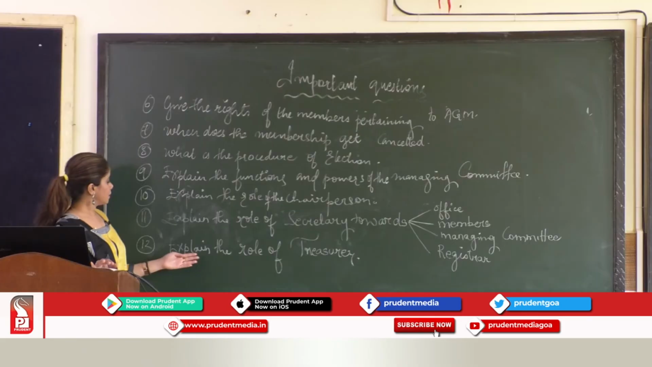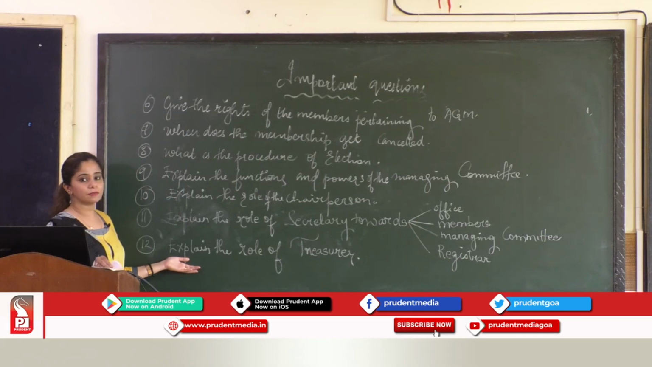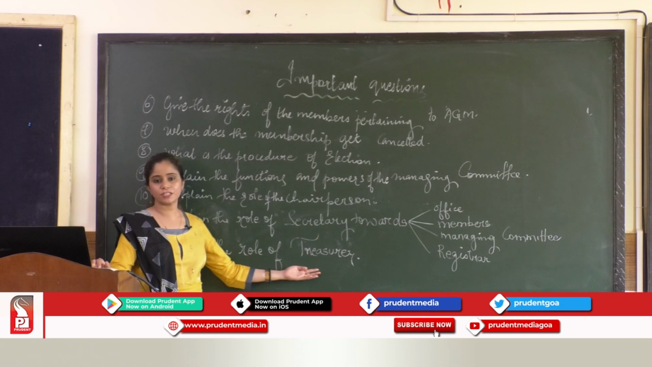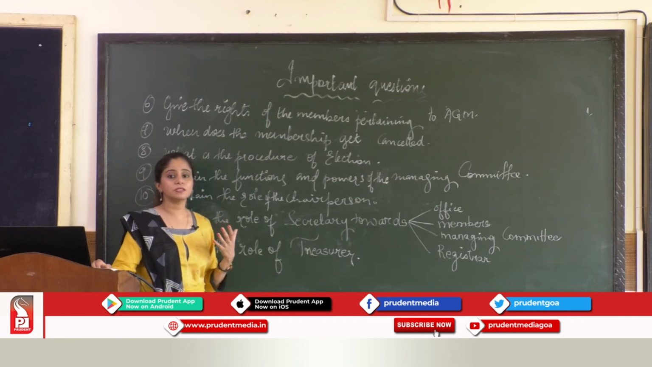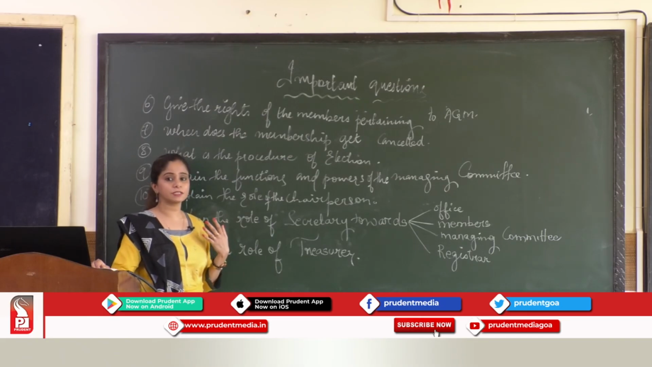Here we have the last topic for the first part of organization of a cooperative society, that is, explain the role of treasurer. Very important. Here you are going to explain what is the role of the treasurer. He looks after the cash.